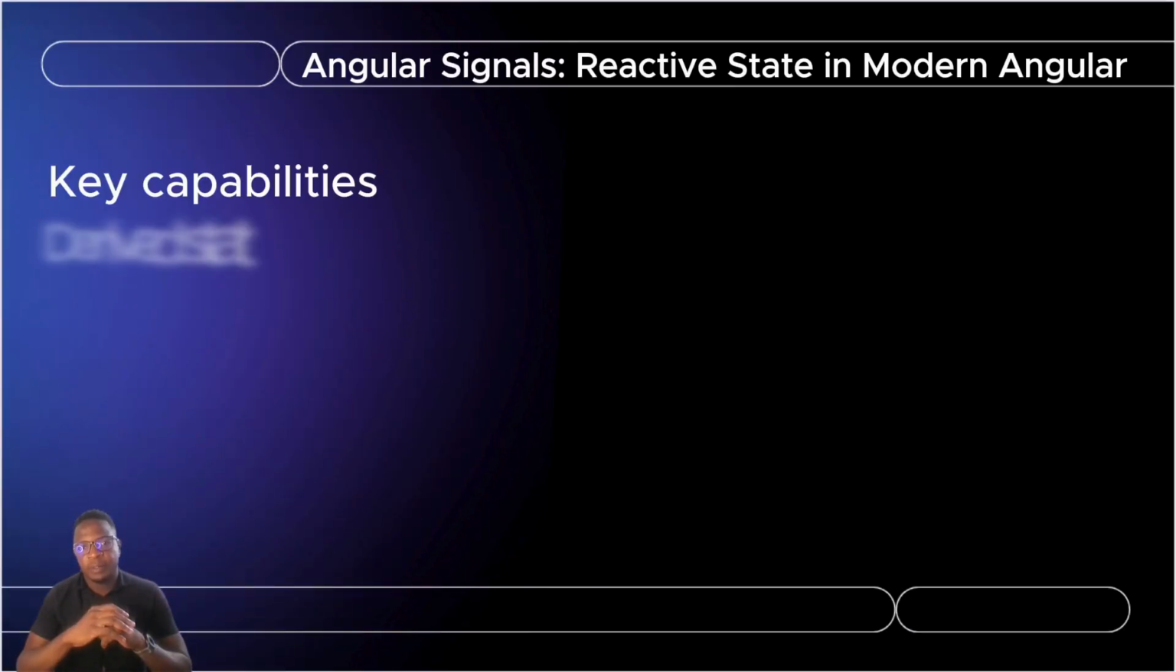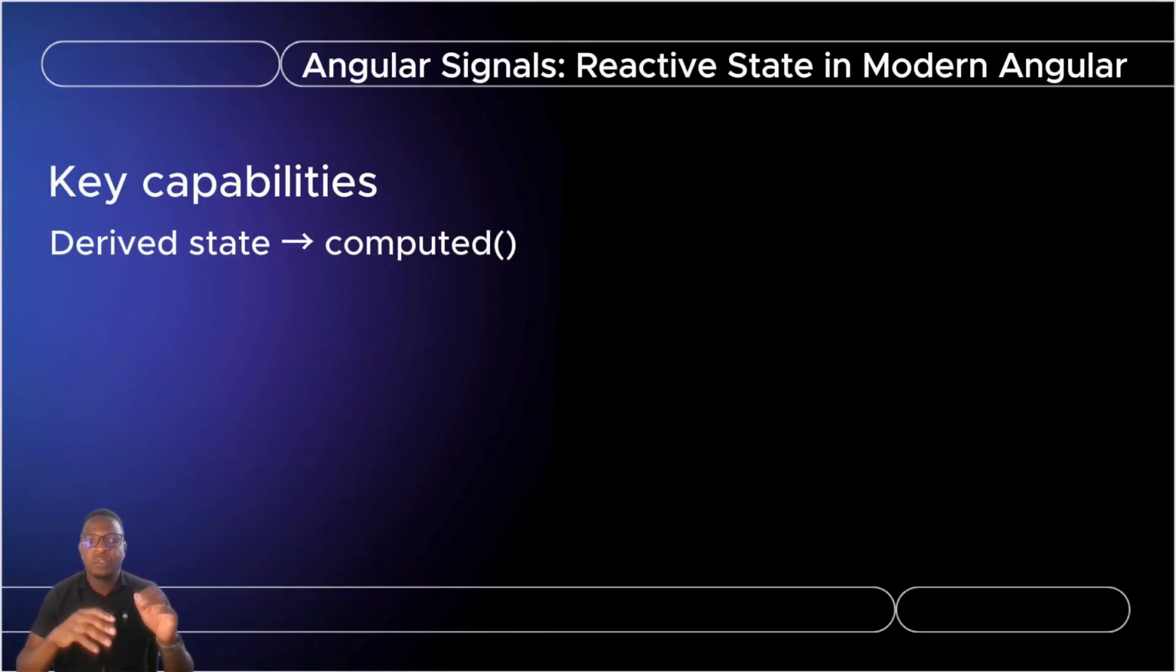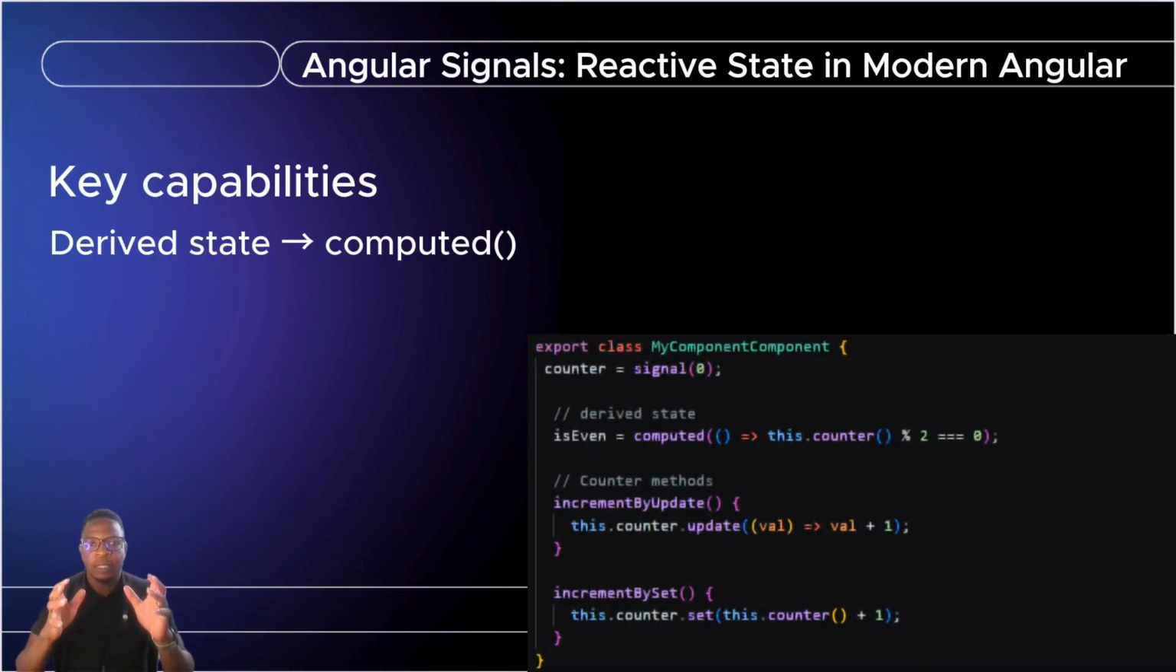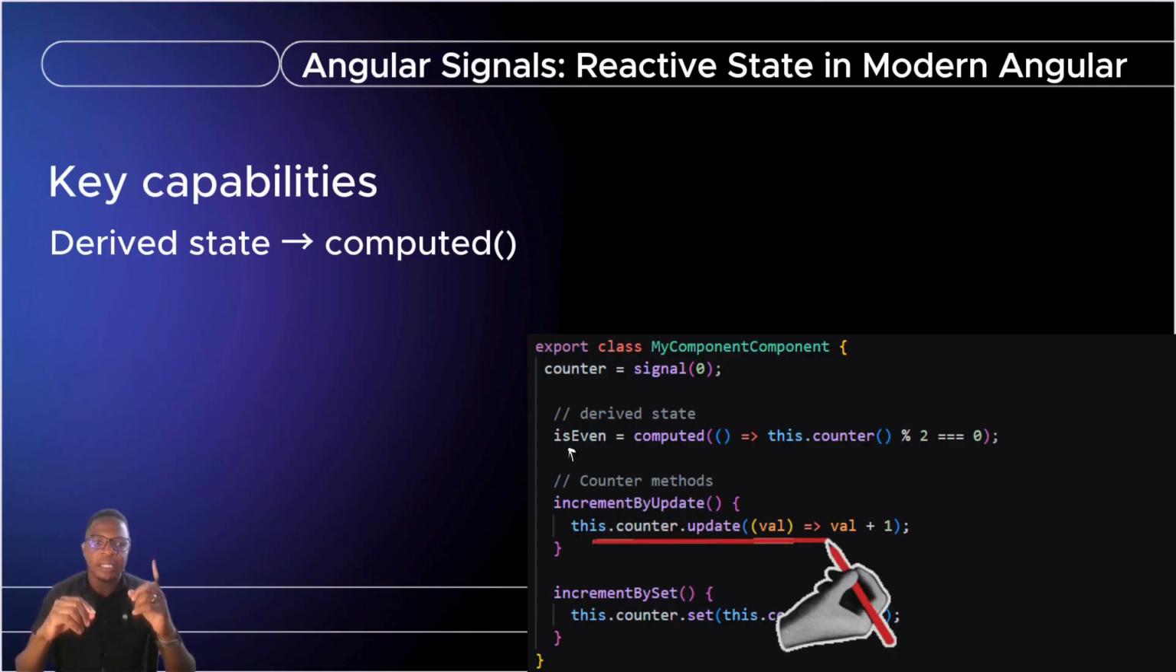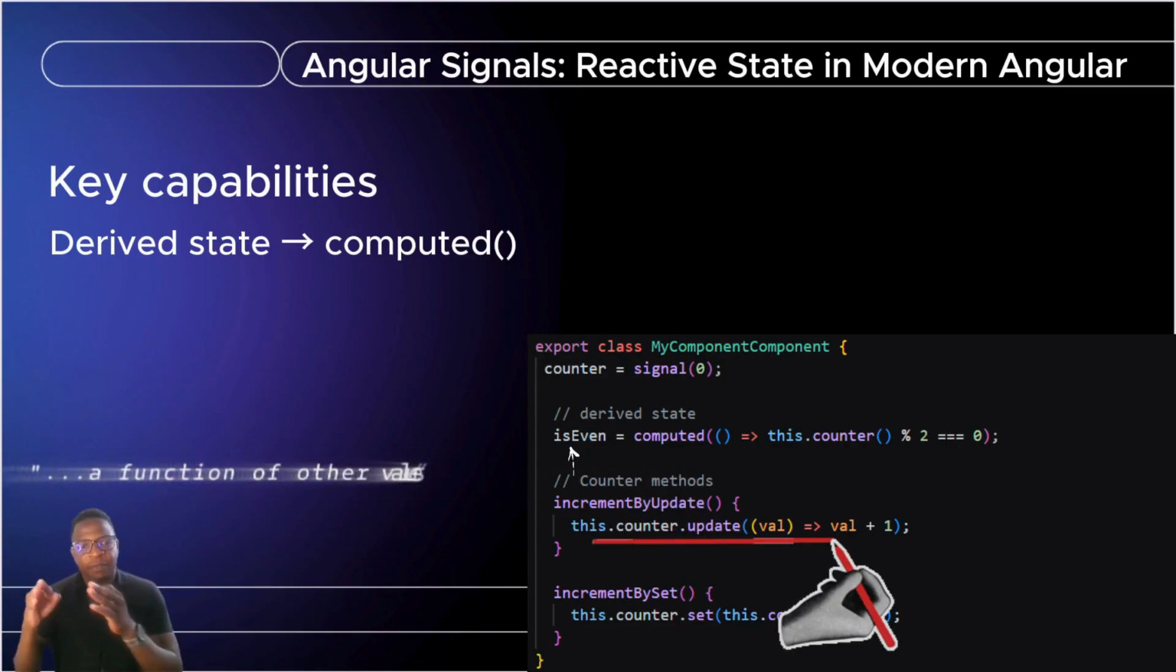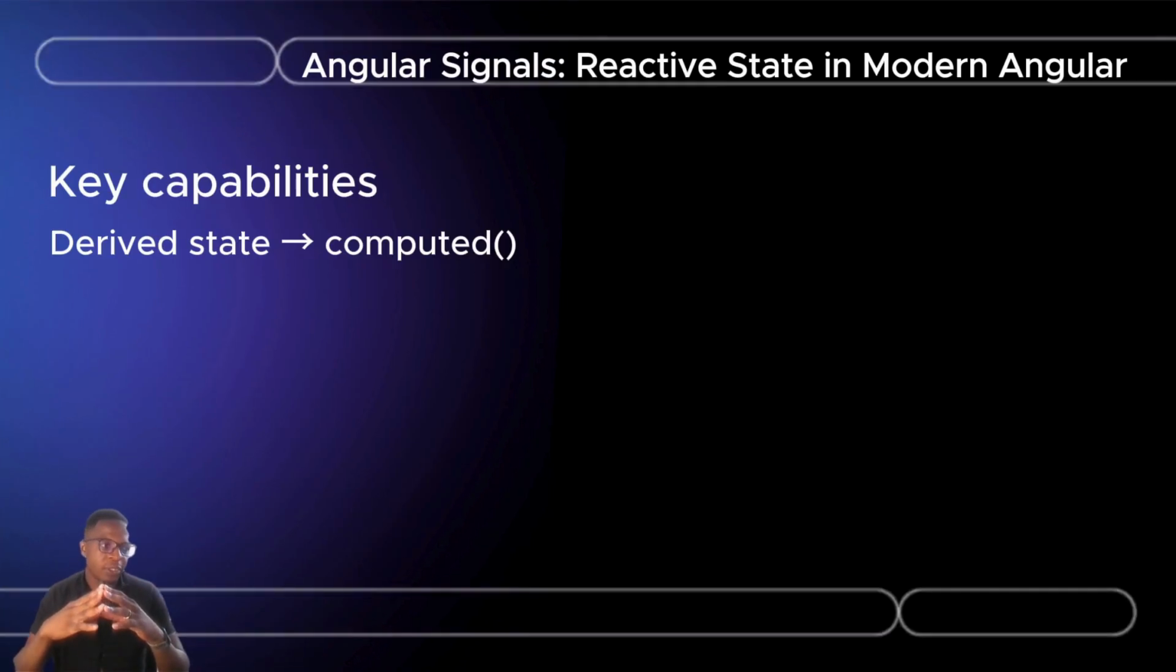Then we have derived state, or computed. This is where things start to feel powerful. A computed signal is a value that is automatically derived from another signal. So instead of manually recalculating values or subscribing to changes, Angular does it for you. If any dependency changes, the computed value updates automatically. You can think of it as: this value is always a function of other values. And importantly, it stays in sync without you writing any extra glue code.